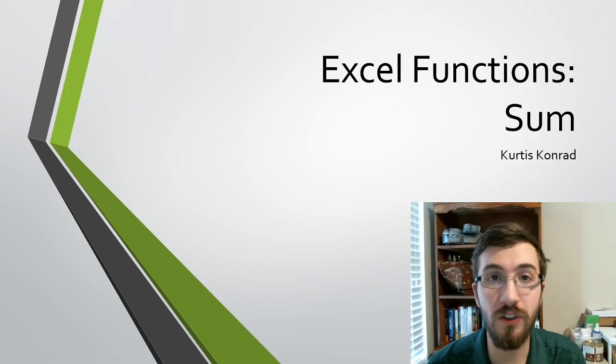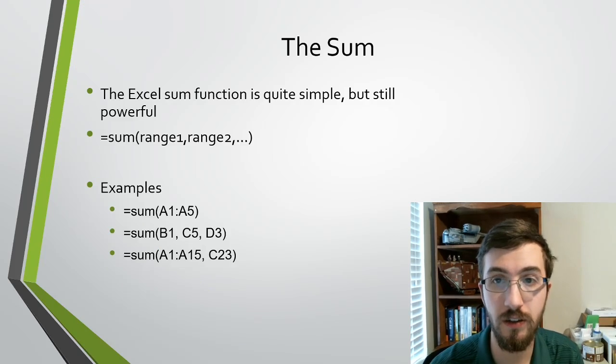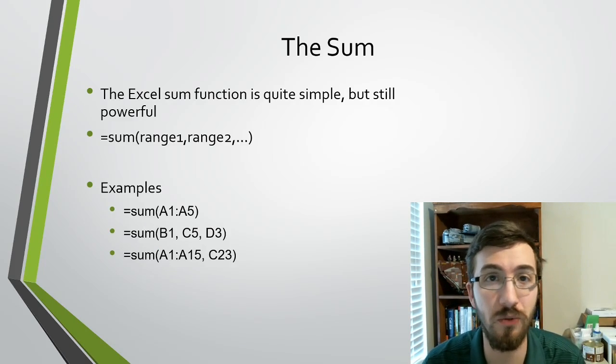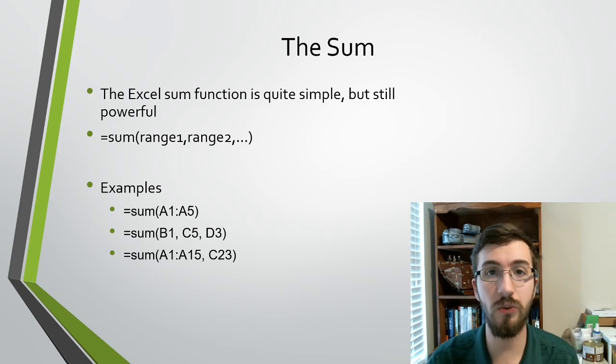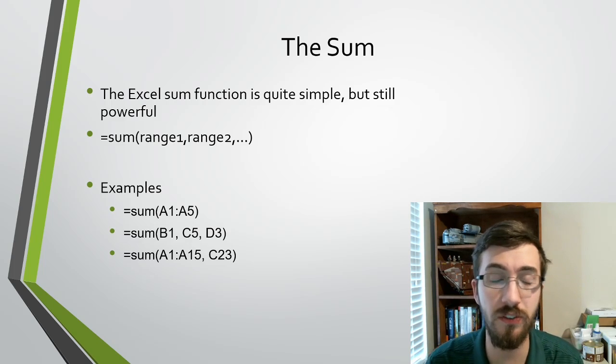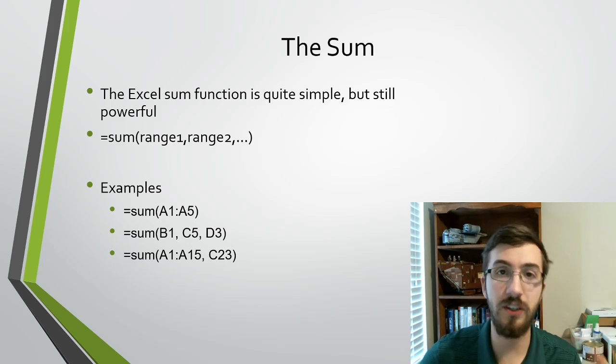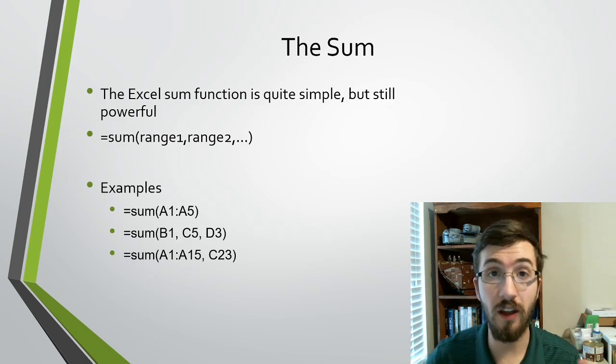Alright everybody, so in this video we are going to talk about the Excel sum function. So this function, it's really quite simple, but it's still really powerful. So the syntax is you type equals sum of, and then you type in ranges separated by commas. Right, so a range is just a series of cells, potentially only one cell.